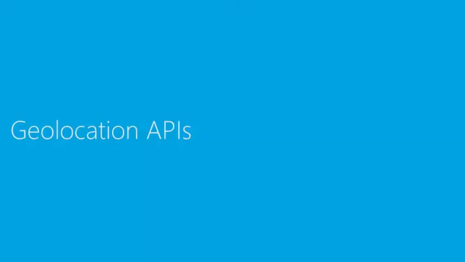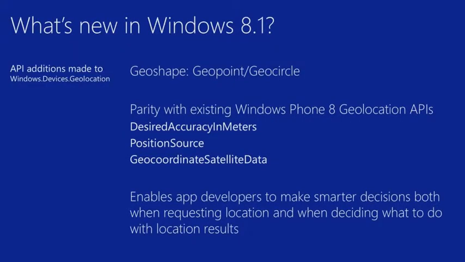First, let us briefly cover the geolocation APIs. The Geolocation Runtime API set was introduced in Windows 8, and in Windows 8.1 we've added even more functionality for you to enhance your apps. All of these can be found in the windows.devices.geolocation namespace.